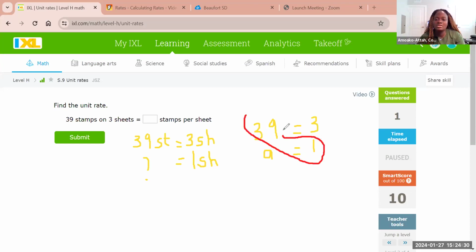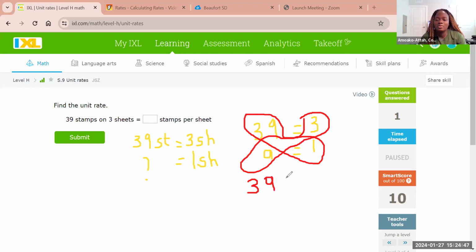So this 39 multiplies the 1, and the 3 also multiplies the A. That's something like this. So we have 39 times the 1, giving you 3 times the A, right? So we have 39 equals 3A.